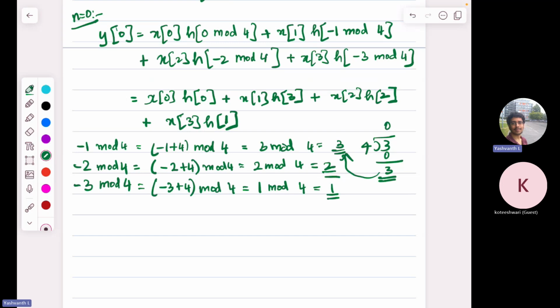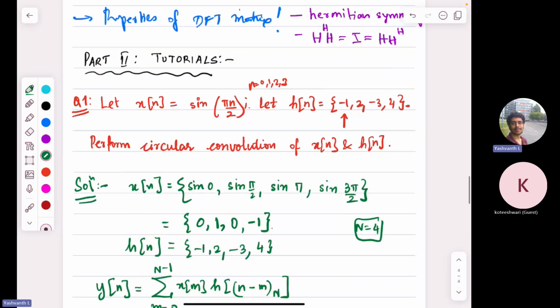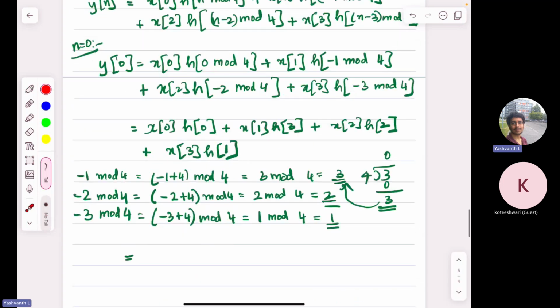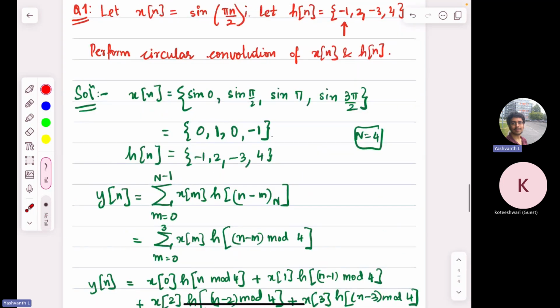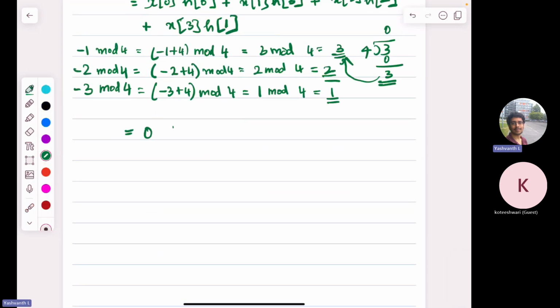Okay, so we now found the expression for n equal to 0: y of 0 is equal to x of 0 into h of 0 plus x of 1 into h of 3 plus x of 2 into h of 2 plus x of 3 into h of 1. So now let's compute. What is x of 0? x of 0 is nothing but 0, and h of 0 is minus 1, so 0 into minus 1 is 0.